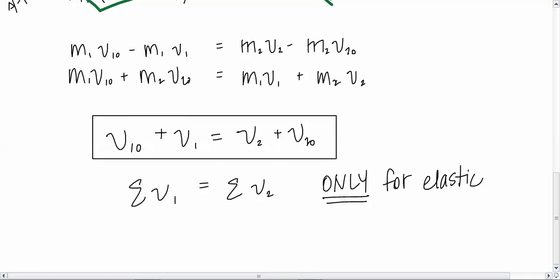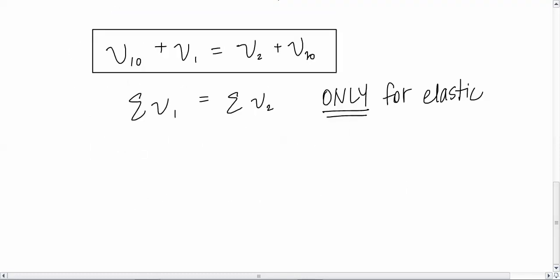It's not absolutely necessary to use it to get the questions correct. But it's just a fun, short, easy step to solve for final velocities if you have an elastic collision. Now the other kind of collision that we have is inelastic.